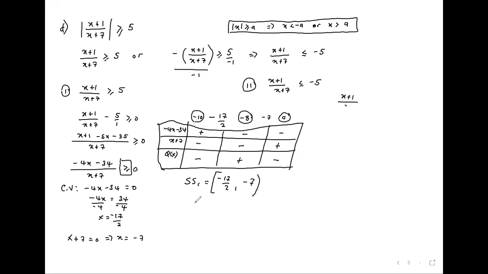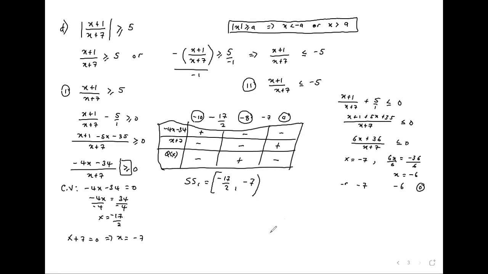And then x plus 1 over x plus 7 plus 5 is equal to x plus 1 plus 5 times x plus 7 equal to 0. We have 6x plus 36 over x plus 7 is equal to 0, so x is negative 36 divided by 6, to get x is equal to negative 6. So we have negative 7, negative 6, and 0 is bigger than negative 8. Then 6x plus 36 over x plus 7: at negative 8 it gives us negative, at 0 positive. So we find it less than 0, and the solution is negative 7, negative 6.